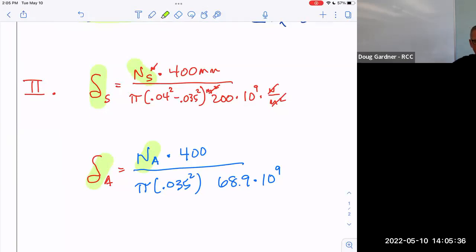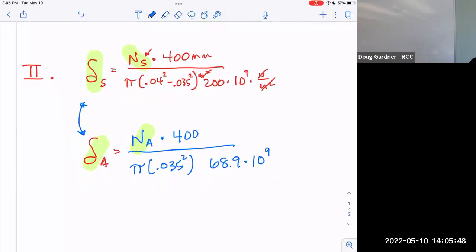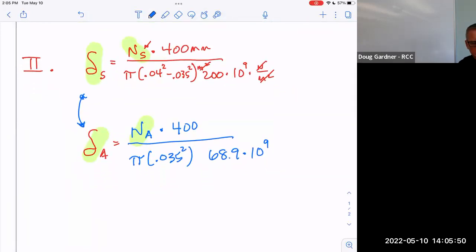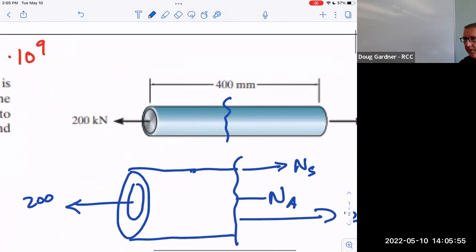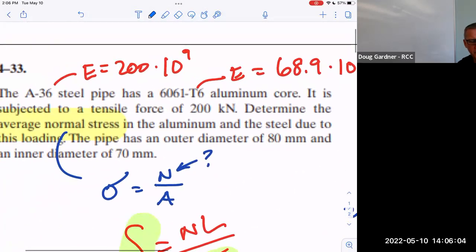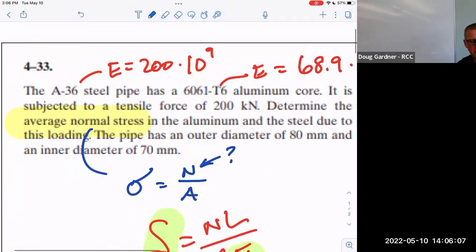But what do we know about these 2 beauties right here? We don't know what those are, but what do we know about them? These are glued together, so they're going to be the same. Now, if they were just sliding in and out of each other, would they do that? Nope. But they're glued together. Now, did they tell us that? No, they actually expected us to assume that. They probably should have told us that it was glued together.